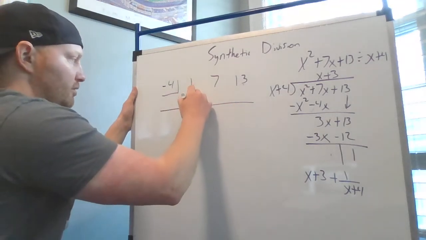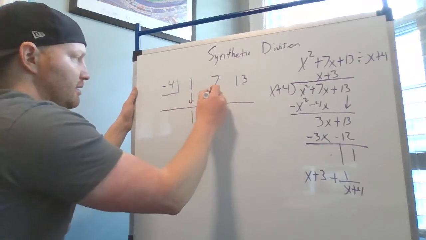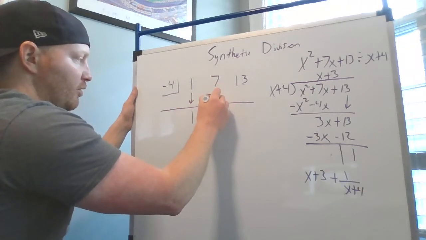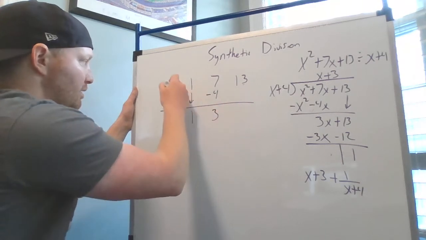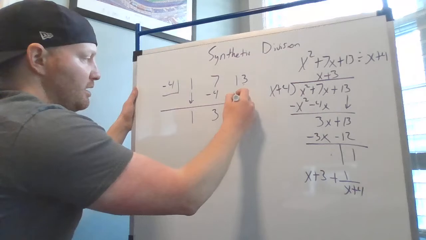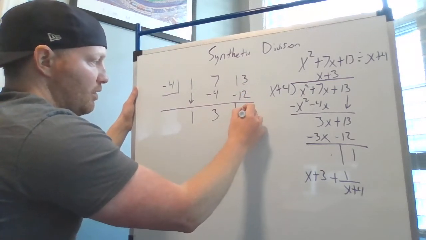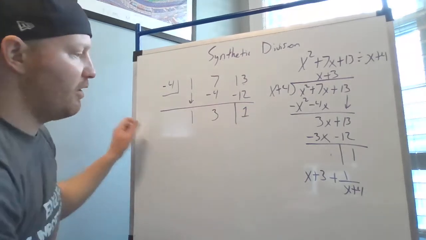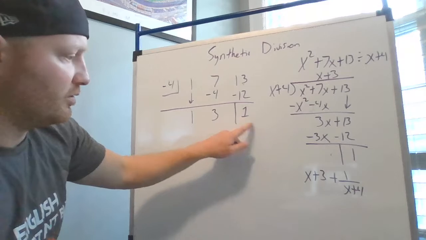The first number you bring down is 1. You multiply it against this, you get -4. You bring that quotient over here. You do this math, 7 minus 4 is 3. You then multiply -4 times 3, and you get -12, and then you're left with a 1. Look at how the coefficients are identical. 1 and 3, 1 and 3, and the remainder is 1.